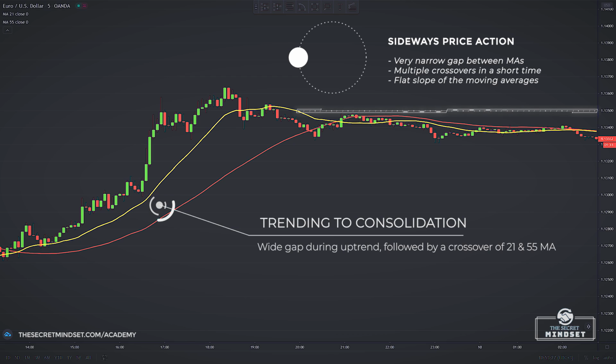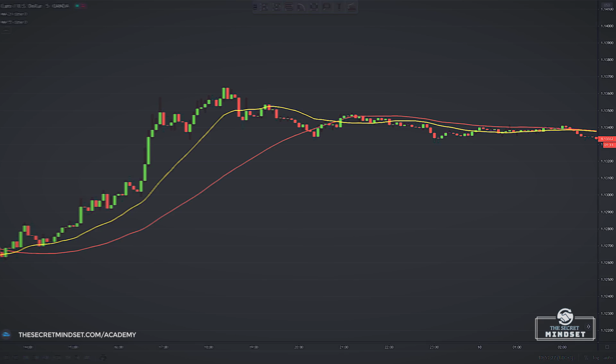This is usually a very strong indication that we are either entering a period of sideways action, preparing for a deeper pullback into the dominant trend, or entirely reversing the trend.